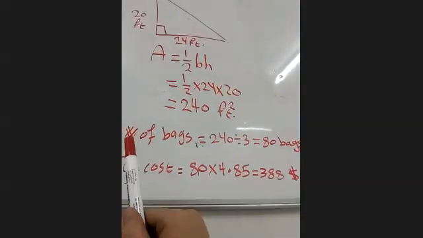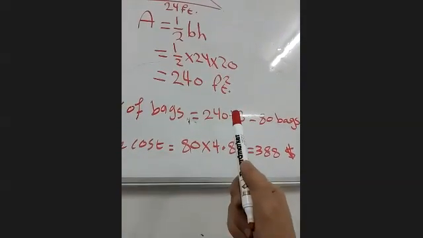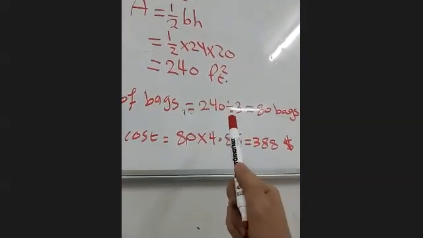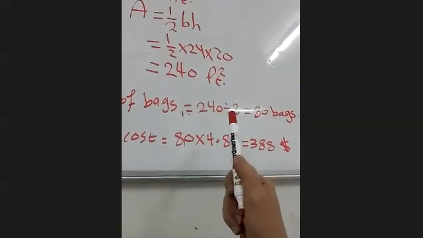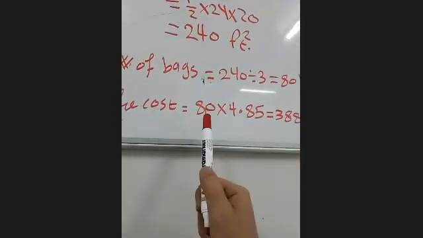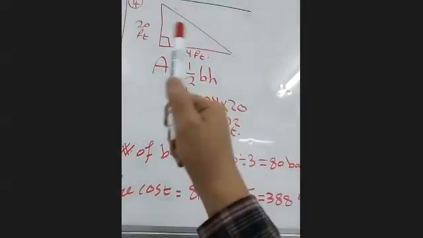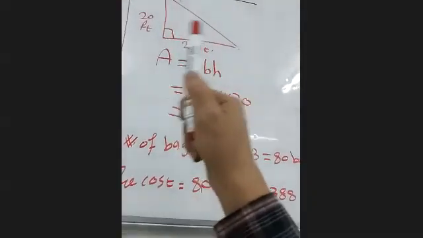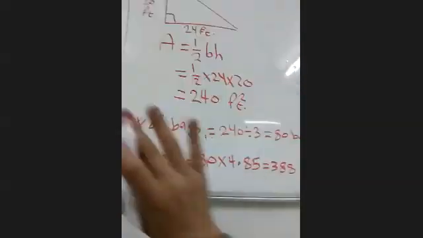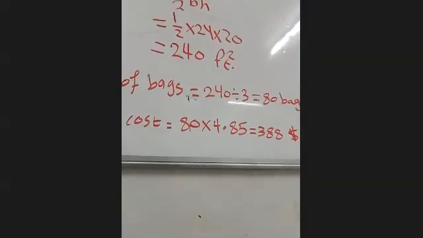Now, what we did, guys: first we found the area, then we found the number of bags, dividing by 3. Why do we divide by 3? Because each bag covers 3 square feet. Then we multiply the number of bags by the cost of each bag to know the total cost of covering this triangular yard with mulch. So we found the area, the number of bags, and the cost. Now let's go and see the choices there.